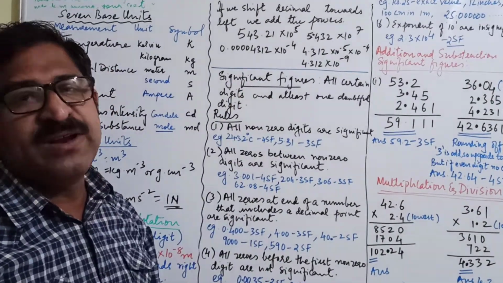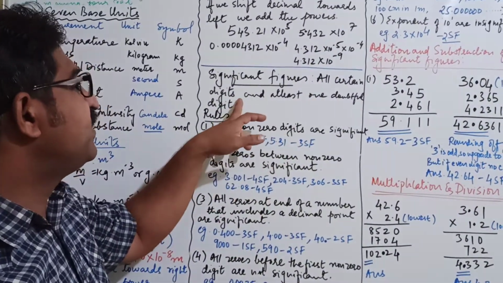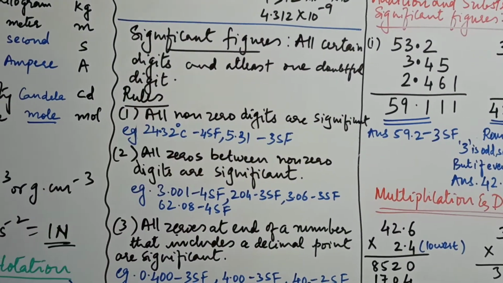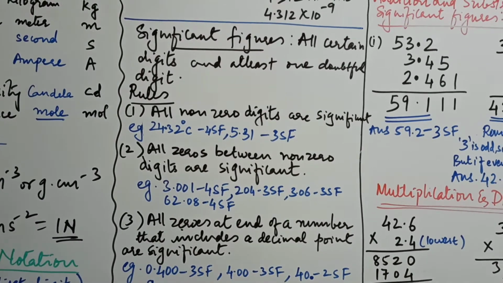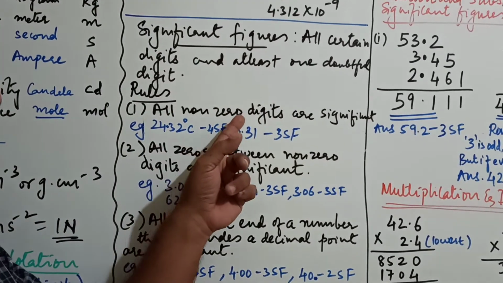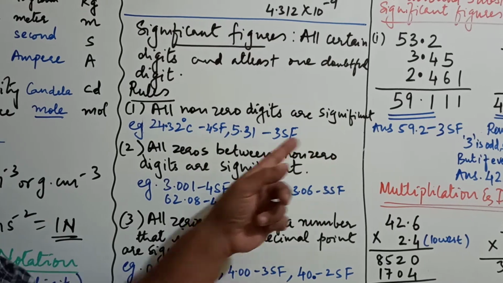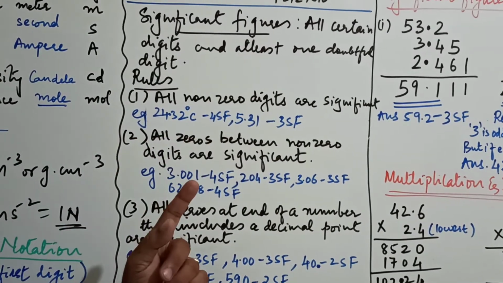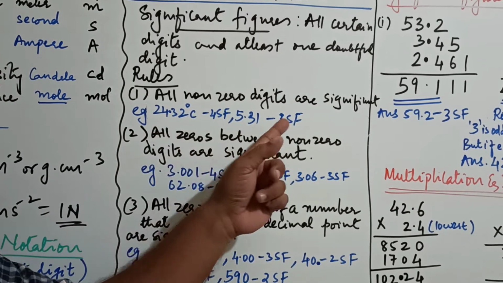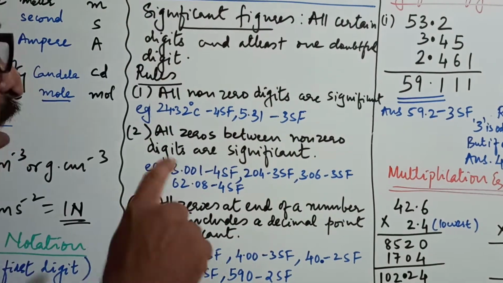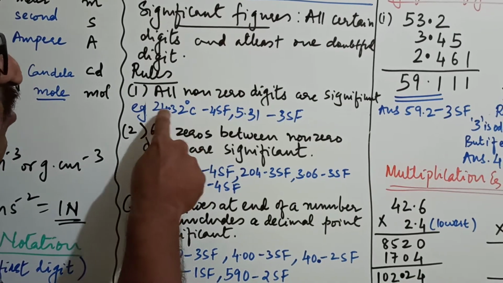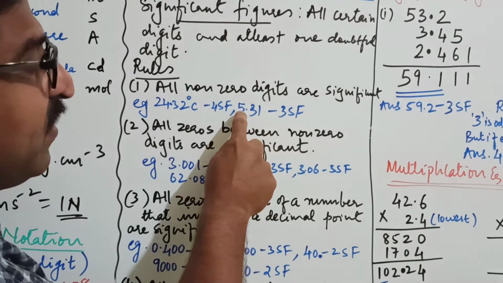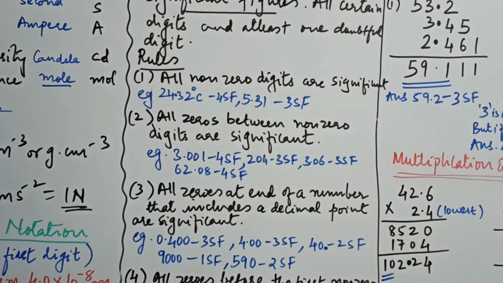Now we come to significant figures. All certain digits and at least one doubtful digit. We go with the rules so you will understand different cases. All non-zero digits are significant. 24.32 degrees Celsius. These are non-zero digits. So naturally, the number of significant figures would be 4. 1, 2, 3, 4. Here 5.31. So how many significant figures? 1, 2, 3. 3 significant figures.